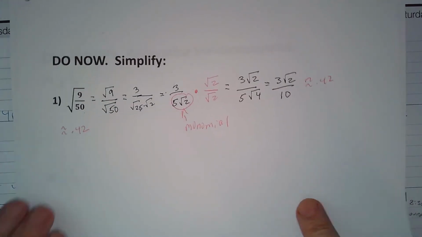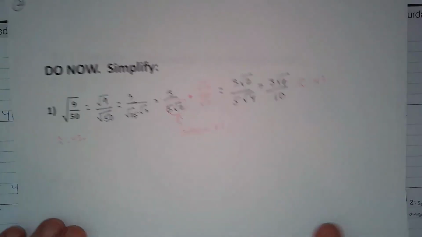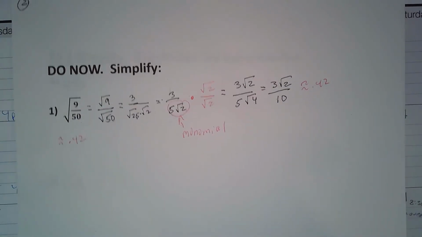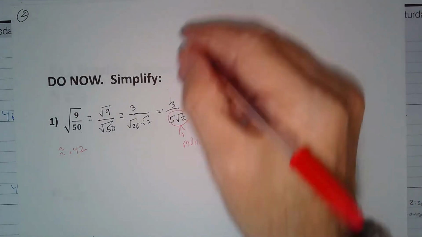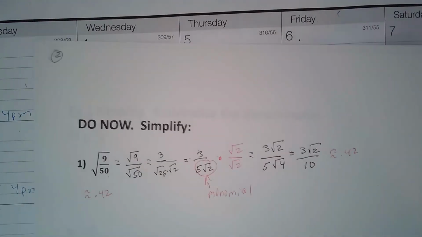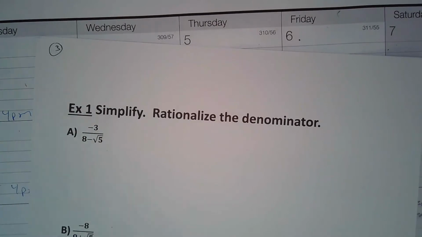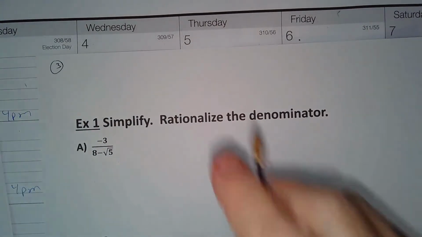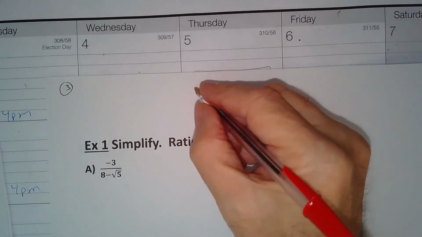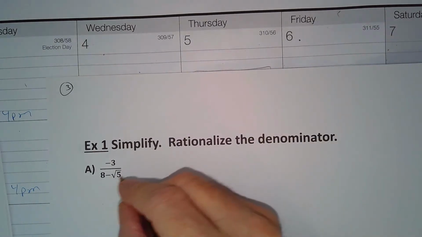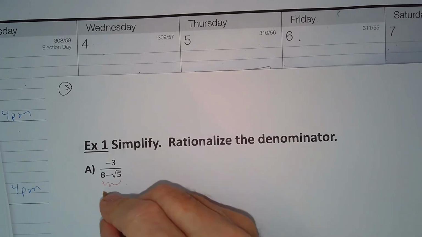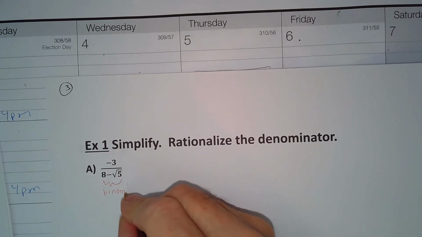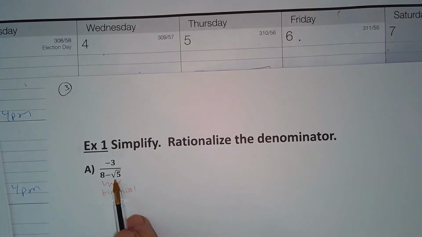the concept of a conjugate. And did we mention what the conjugate was? I don't think we did, so let's do that. So a conjugate, let's just go to the next page. So a conjugate has to do with binomials. So this is a binomial down here, right? It consists of two terms, 8 and the negative square root of 5.